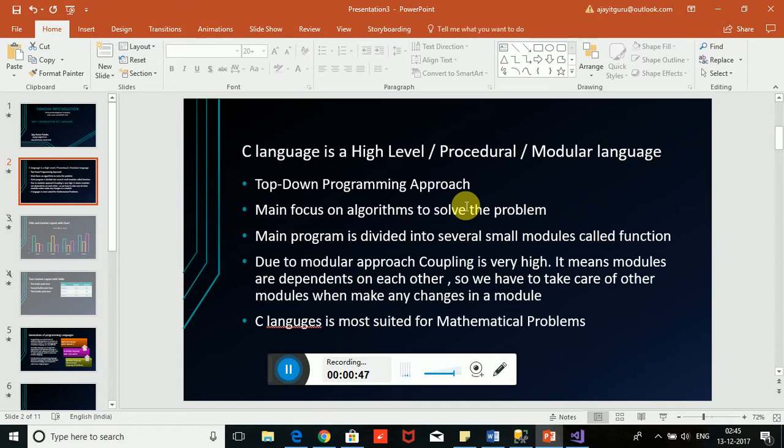Due to the modular approach, coupling is very high. It means modules are dependent on each other. So we have to take care of modules when we make any changes in a module. C language is most suited for mathematical problems.